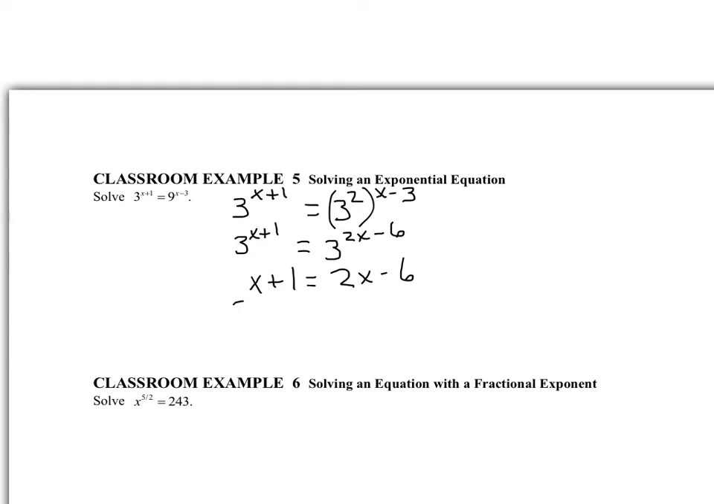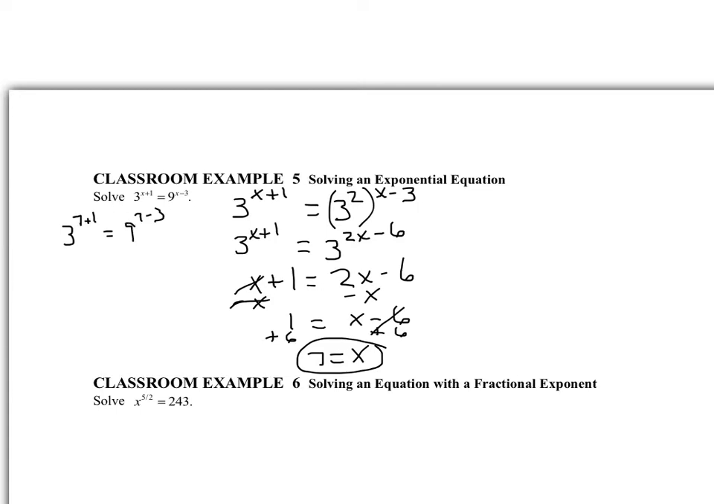So if I were to subtract x from each side, that would give me 1 equals x minus 6. Then we add 6 to each side, and that means x equals 7. Now, a quick way to check ourselves is to go back, plug in to this equation. It should mean that 3 to the 7 plus 1 power would equal 9 to the 7 minus 3 power. Well, is 3 to the 8th the same thing as 9 to the 4th? You could put that in your calculator and you would see that yes, that does check out. Those will be equal.